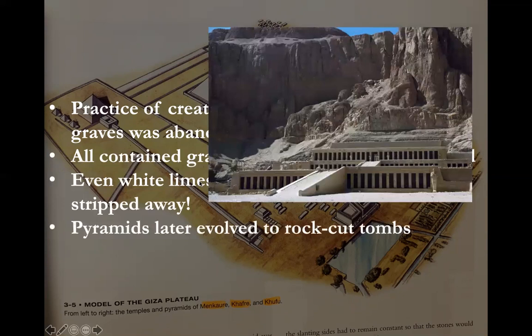All right, so this act of creating these pyramids has evolved into rock-cut tombs. And so this is one of our New Kingdom pieces we're going to talk about for Hatshepsut. Sounds like hot chicken soup. This is Hatshepsut's tomb, which is a rock-cut tomb.